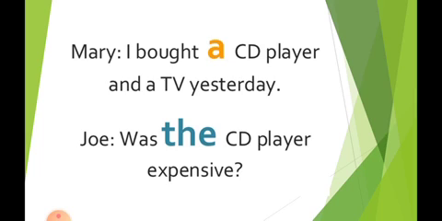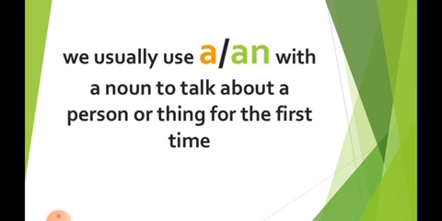In the second sentence, was the CD player expensive? Why have we written the before CD player here? Because here we are specifying the CD player. In the previous sentence, we talked about two things, CD player and TV. We have not specified anything. That is why we have used a before CD player. But in the next sentence, we are specifying the CD player. Was the CD player expensive? So when we are specifying the CD player, we have to use article the before the word.